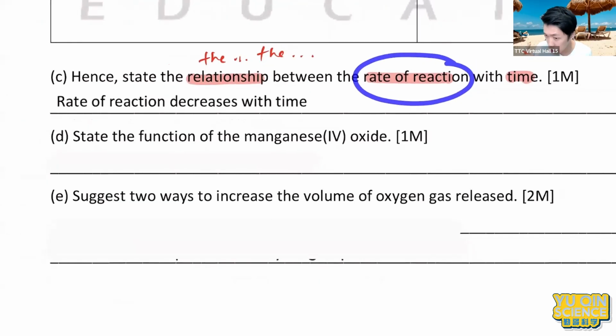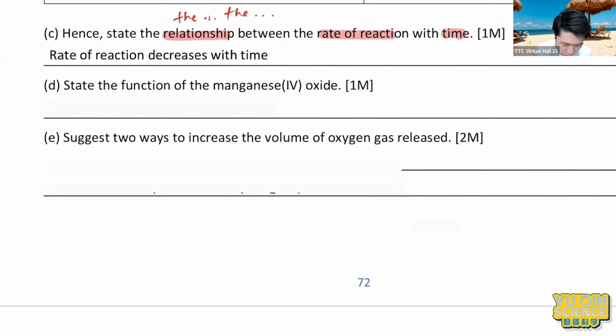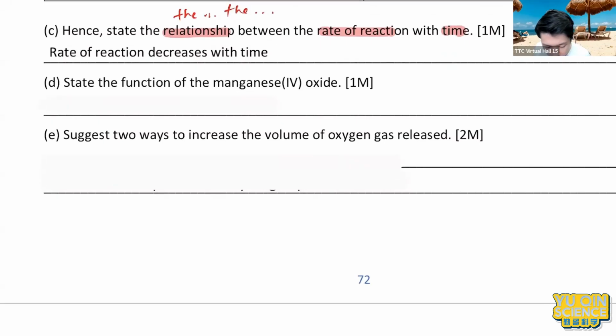That's why I always encourage you to do what I do: highlight important words to answer. Is everybody okay? Rate of reaction use higher or larger? Good question. Rate of reaction always uses higher or lower, faster or slower. No other answer. Higher or lower rate of reaction, slower or faster rate of reaction.